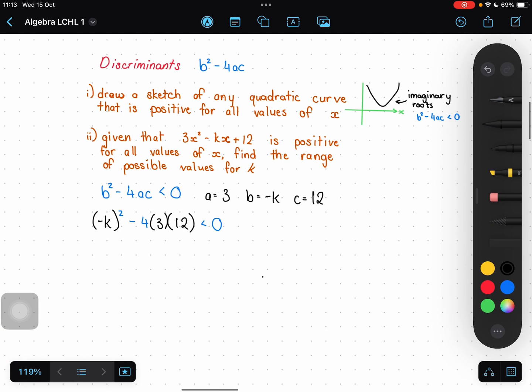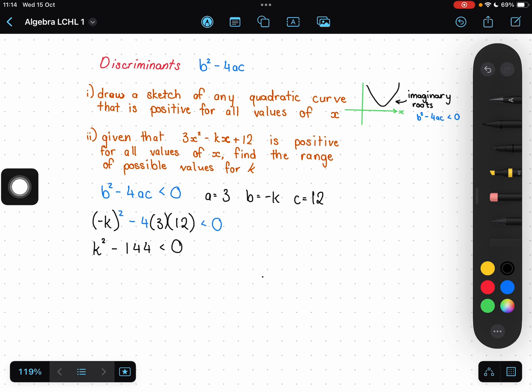So minus k squared is just k squared, because a minus times a minus is a plus. Then I have minus 4 times 3 times 12, so minus 144. And I'm trying to find where that is less than 0. I'm trying to figure out what values squared are going to give me something less than 0. This here is a difference of 2 squares.